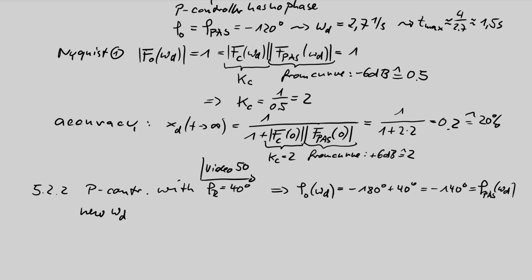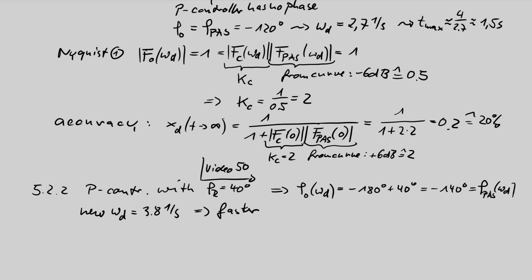Now omega d is 3.8 per second, and we can say at once, omega d is the speed indicator, we will be faster. You will see the signal goes faster up to my desired value. Not the settling time, but the rise time. Rise time is smaller.